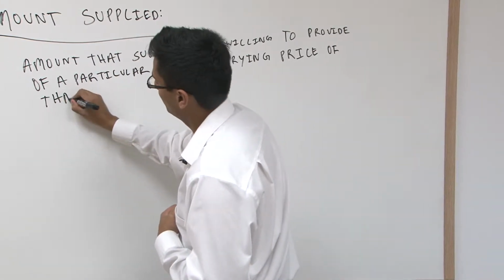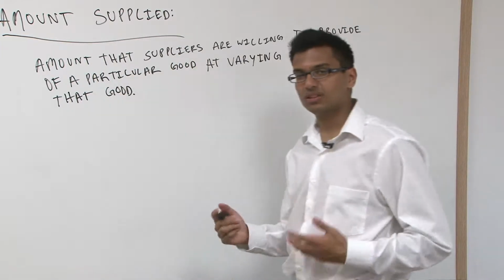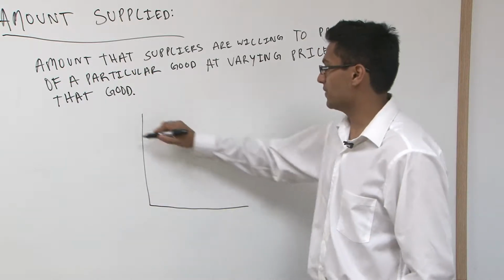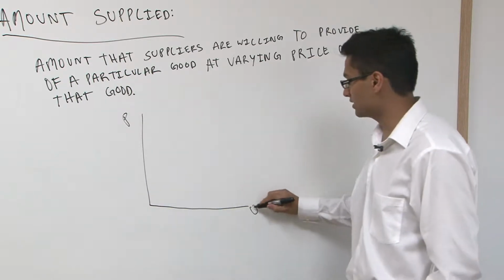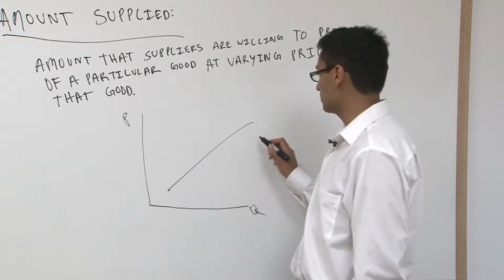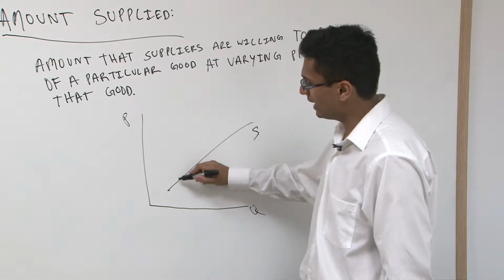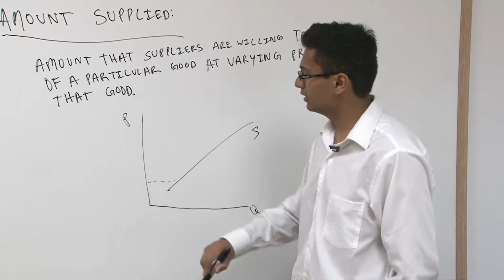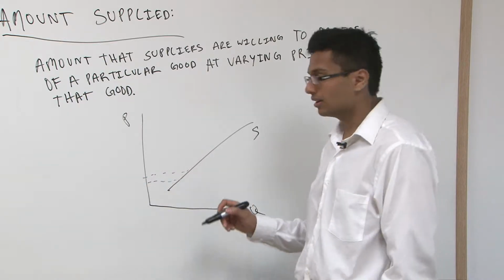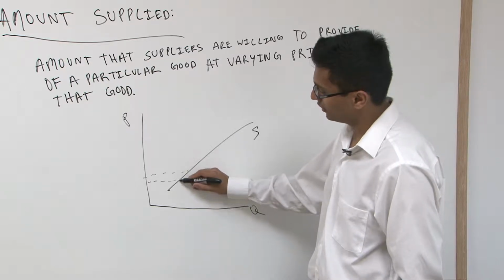And what does that mean? What does that really mean? Well, if I take a graph, and we've become experts at this point, take a price and quantity graph, and we draw a supply curve, which is positively sloped. What this basically says is that at every single price point, the amount that the supplier is willing to supply is going to be different.